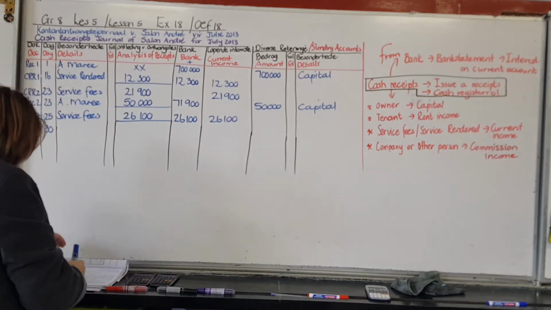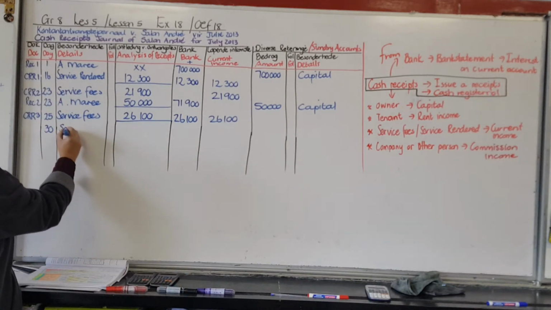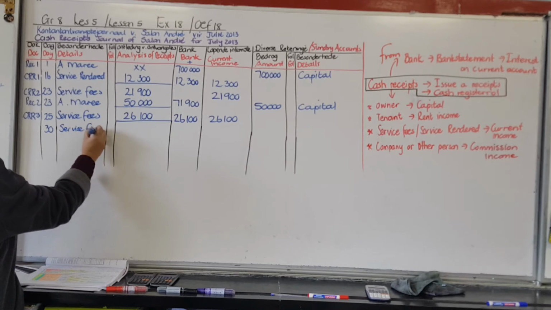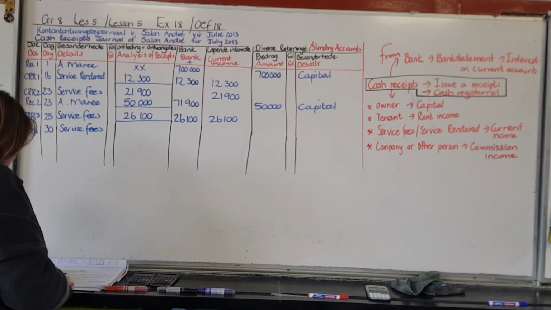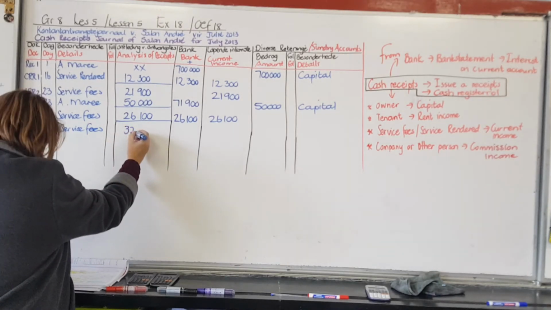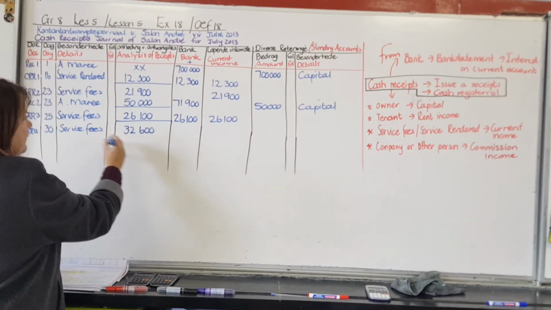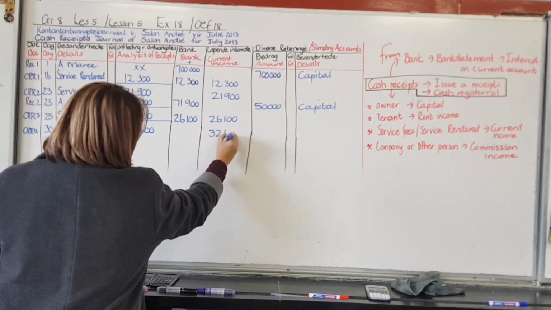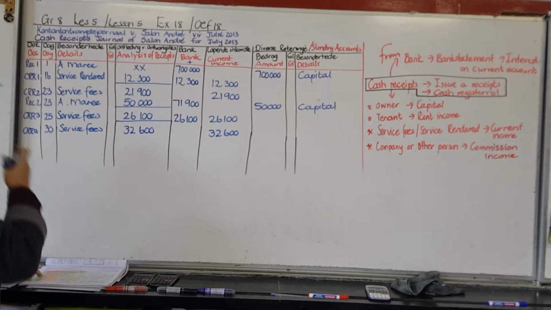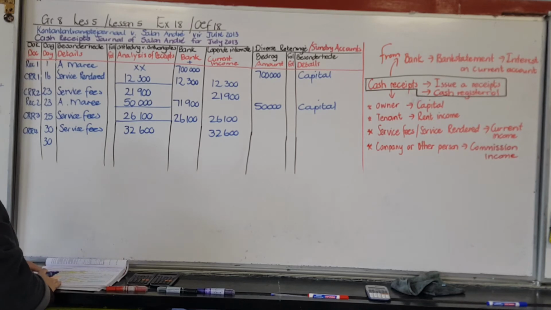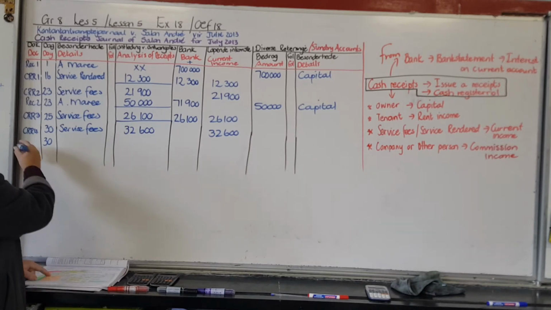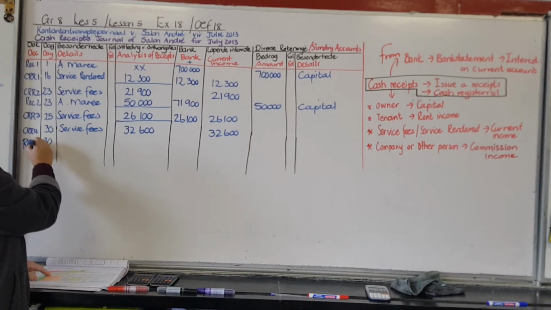Right, so then on the 30th, it says service fees. If you want to, you can write this service rendered. It will be cash register roll number 4. And then you have received 32,600 Rand. Service fees is current income. And then on that same day, you also received 8,000 Rand from the tender, T. Makelepo. Oh, I can't pronounce it. Sorry, girls and boys. You have to come and teach me how to pronounce that.